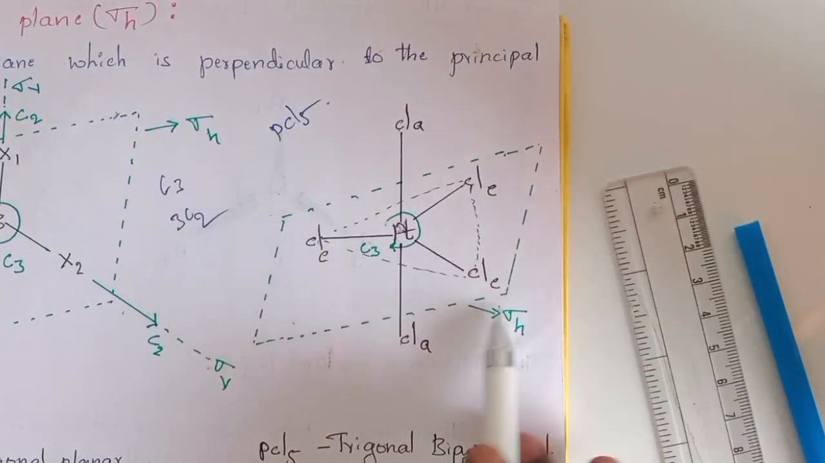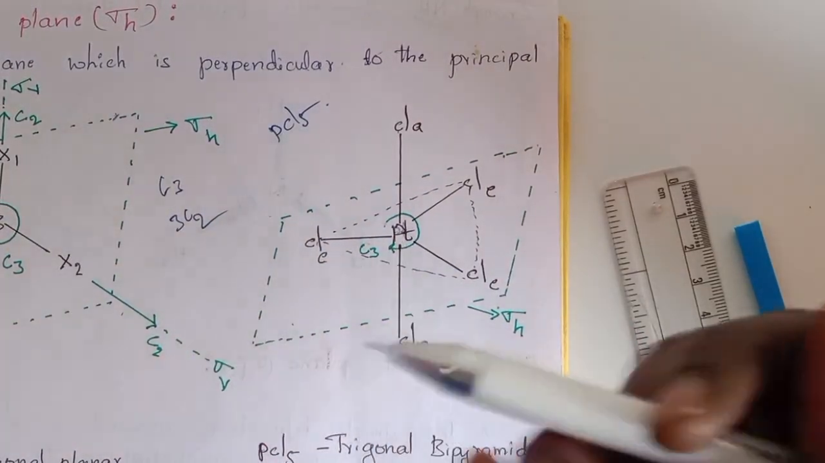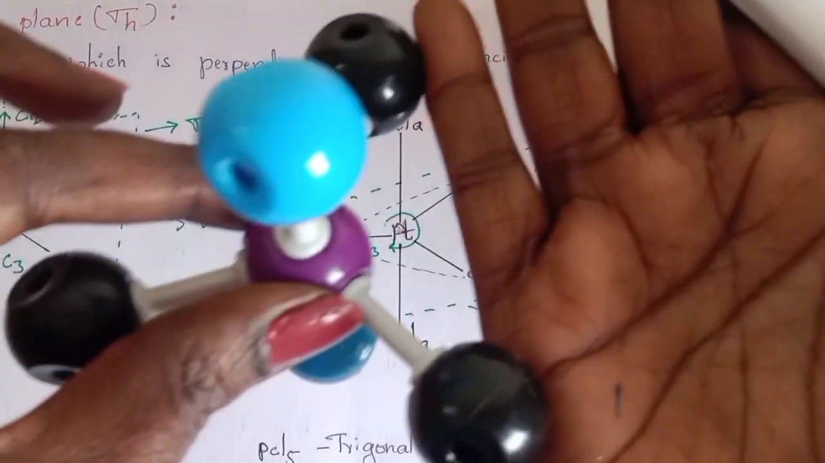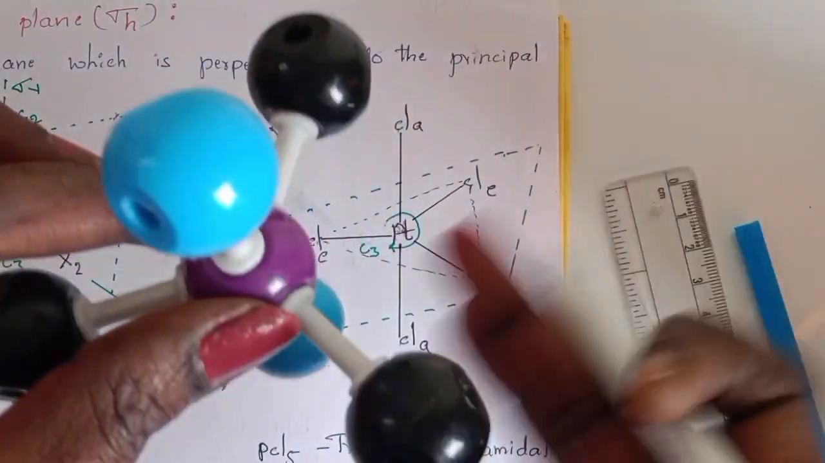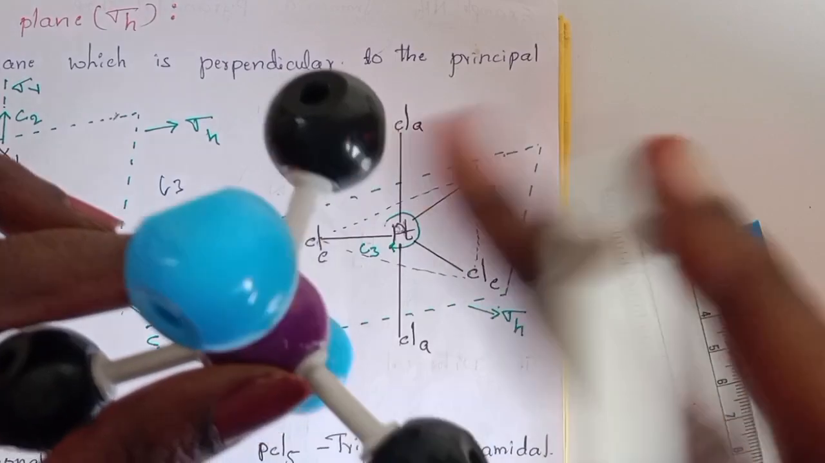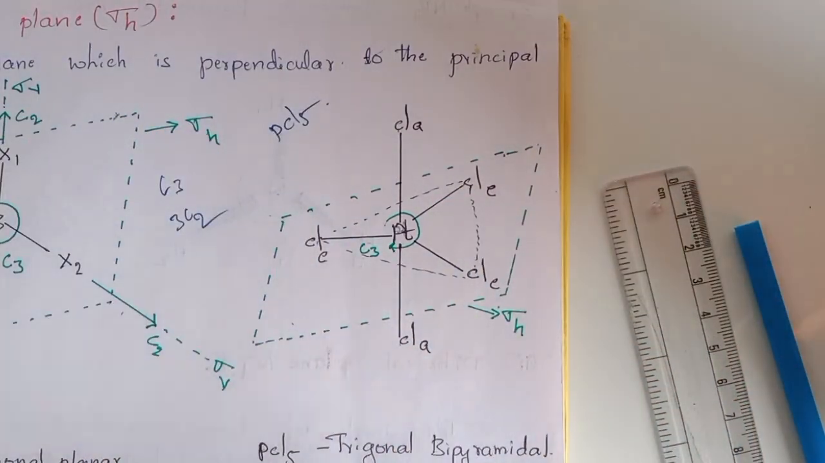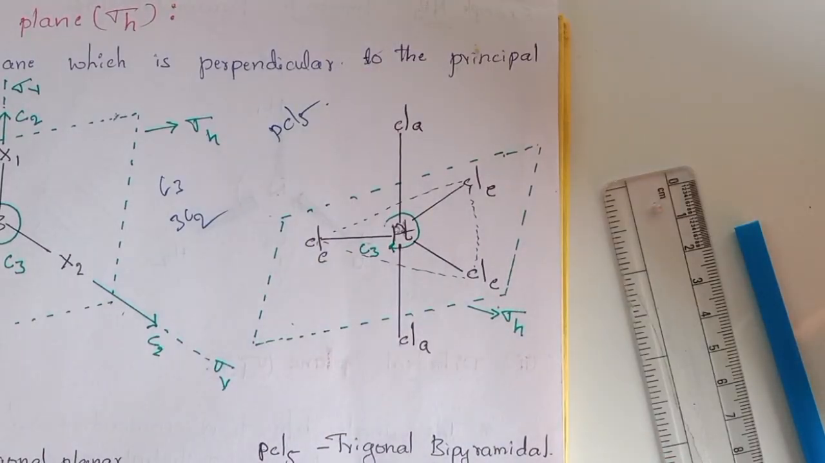So the plane is considering only the three equatorial atoms and phosphorus. It is going like this, in between the atoms. So the upper part will reflect at down, down part will reflect at up. Axial atoms will reflect to each other. So it can be considered as a sigma h due to its perpendicular relation to the principal axis.